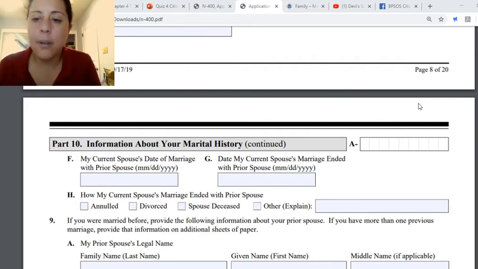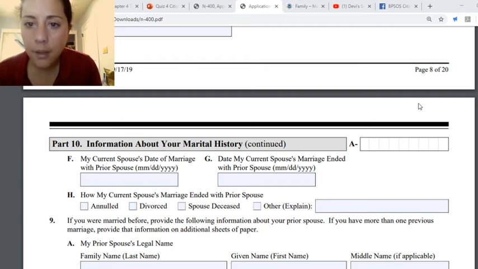My current spouse, date of marriage with prior spouse. Now, your current spouse, your current husband or wife, their date of marriage with their prior spouse. Okay, so when did they marry their prior husband or wife, the wife or husband from before, and when did that marriage end? Okay, so when did the marriage begin? And letter G, when did the marriage end?